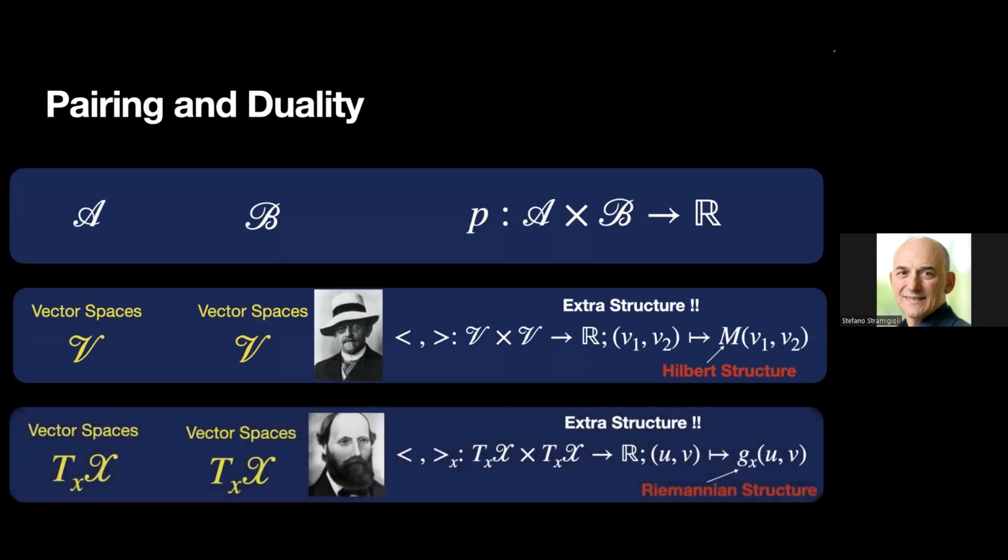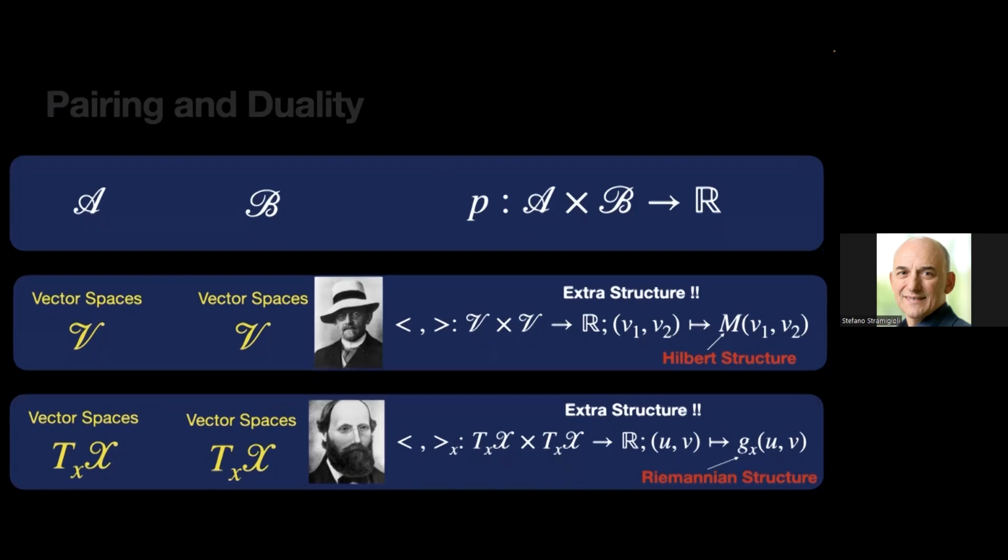What we've seen so far in the lecture is precisely this. At each point we have a tangent space. So we take two elements of the tangent space. Then we have the Riemannian structure, that's a picture of Riemann, which basically associates a real number, taking the inner product of these two elements. But it's a point-dependent thing.